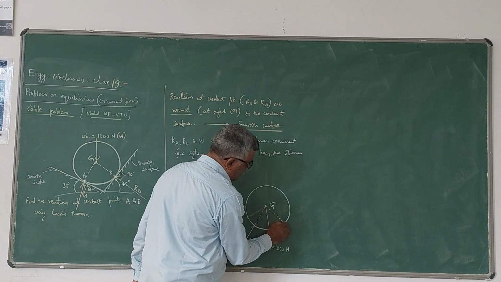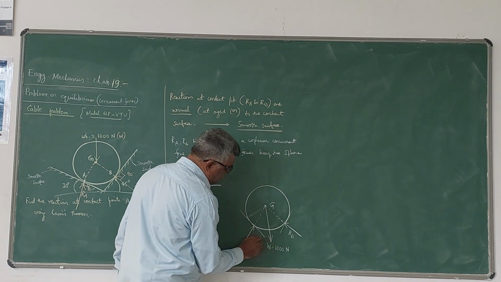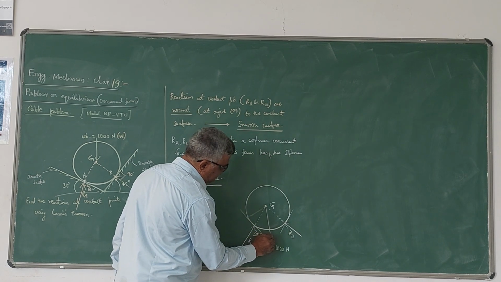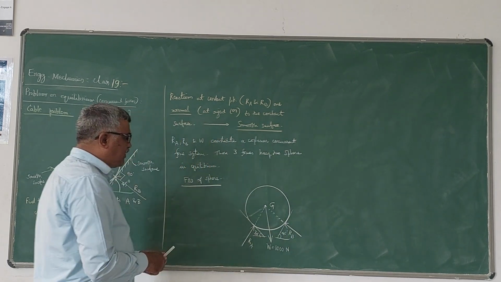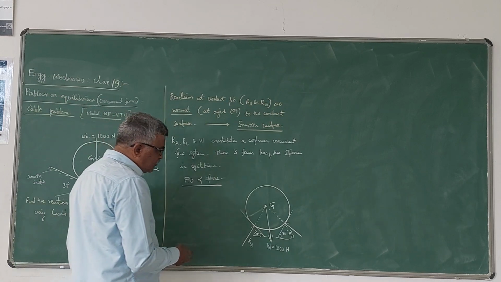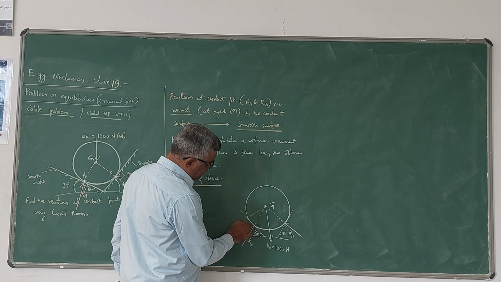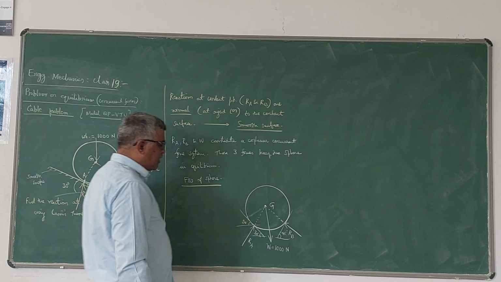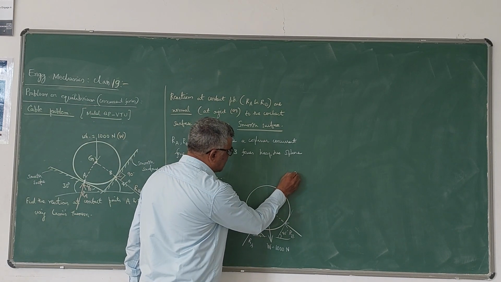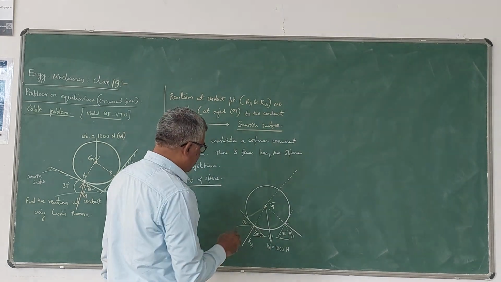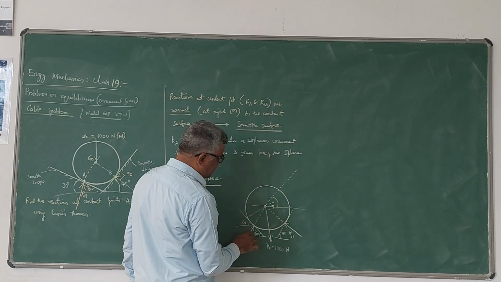Then RB will be like this. Suppose he has given this angle as 30 degrees and this angle as 45 degrees, that is given in the problem. Now when that is 30 and 45, if this is 30, this will be 30, this will be 30. So if you extend this line of action like this, and you draw a horizontal here, how much will this angle be?